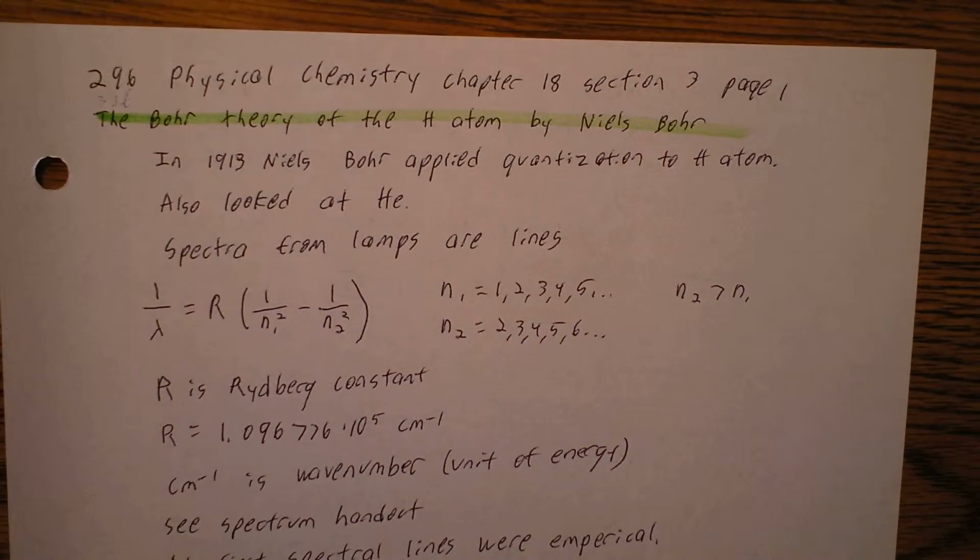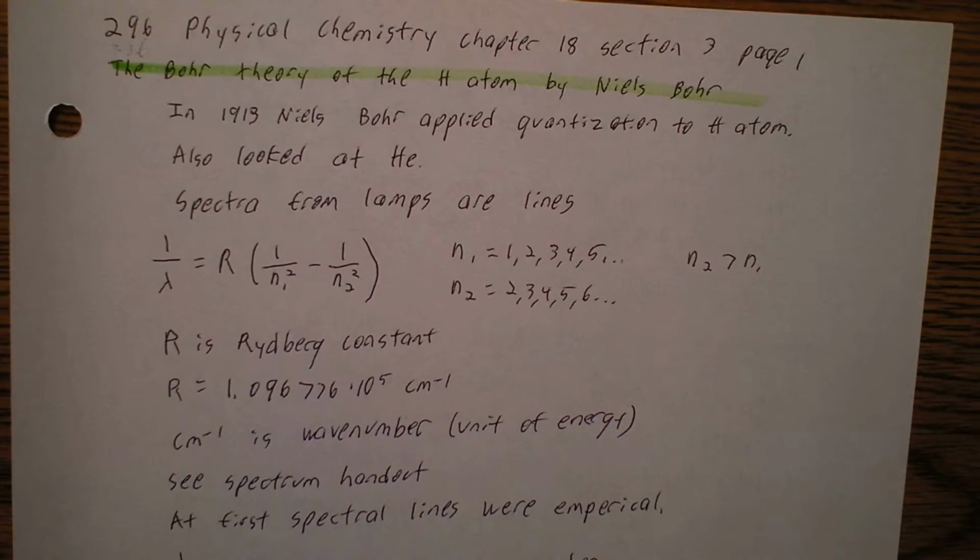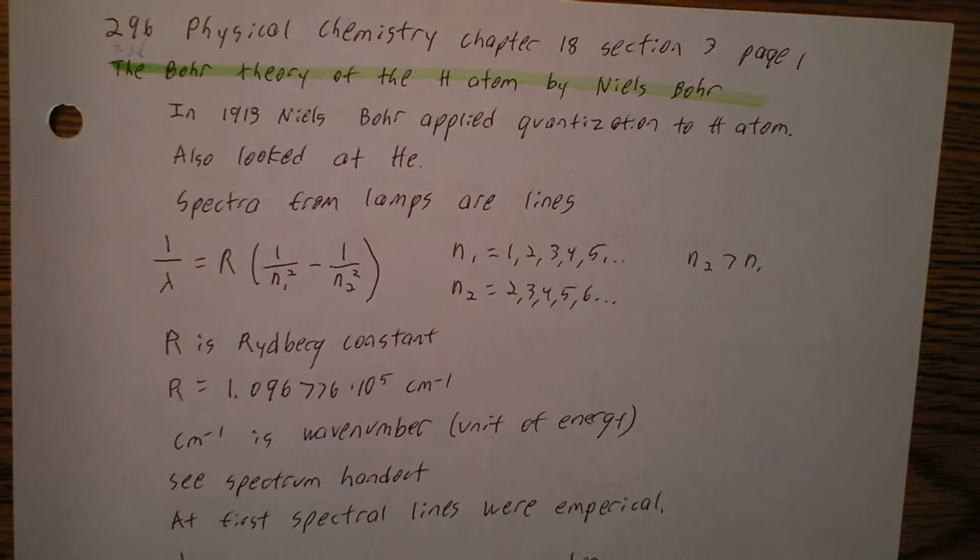We're in Physical Chemistry, Chapter 18, Section 3 now, continuing on quantum mechanics. Now let's talk about the Bohr theory of the hydrogen atom by Niels Bohr. So in 1913, Niels Bohr applied quantization to the hydrogen atom. Of course, he also looked at helium. So if you look at the spectrum from a lamp, you'll see that it's made of lines.